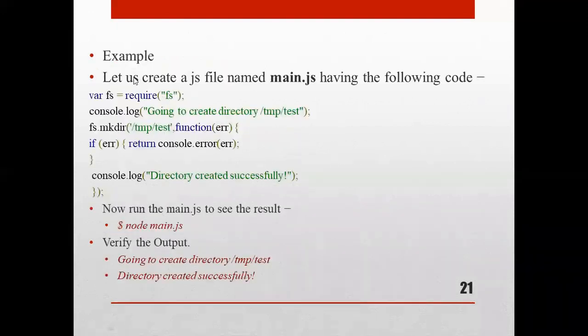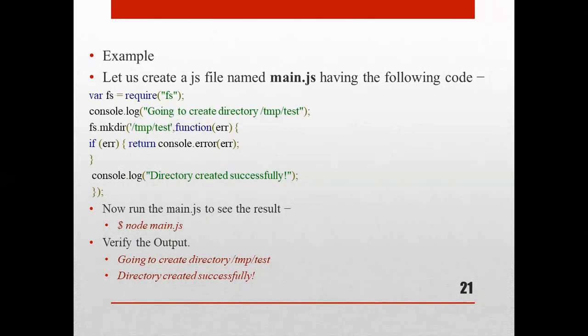Here we are going to see an example of how to create a directory. Let us create a JavaScript file named main.js. First we have to import the fs module using the require function, like var fs equals require fs. Then print one message, console.log, going to create a directory, and the path: we are going to create a directory named test inside the temporary directory.